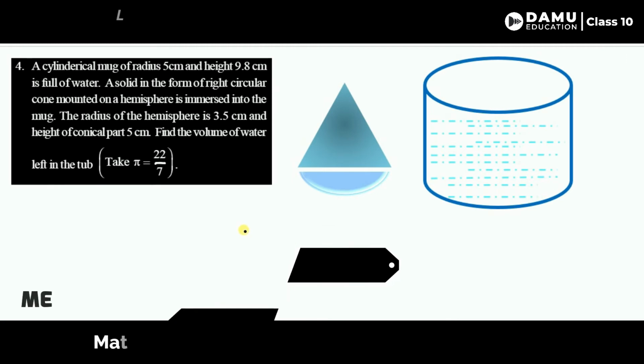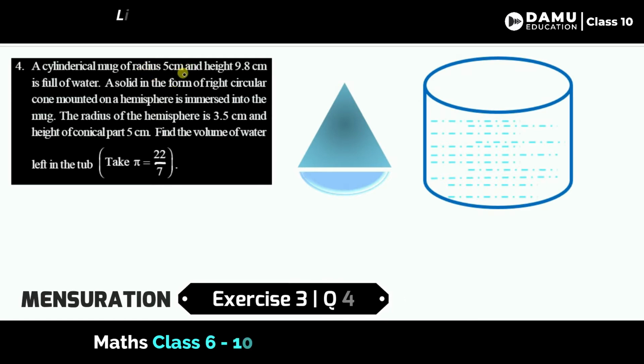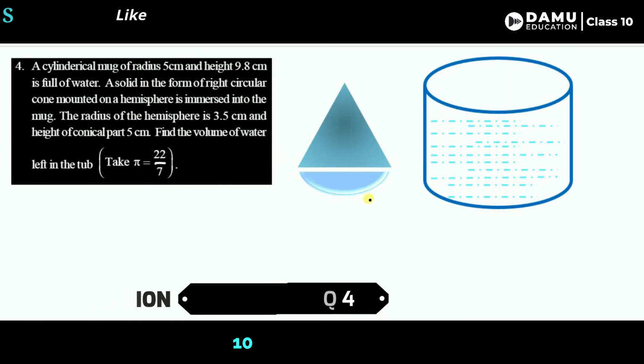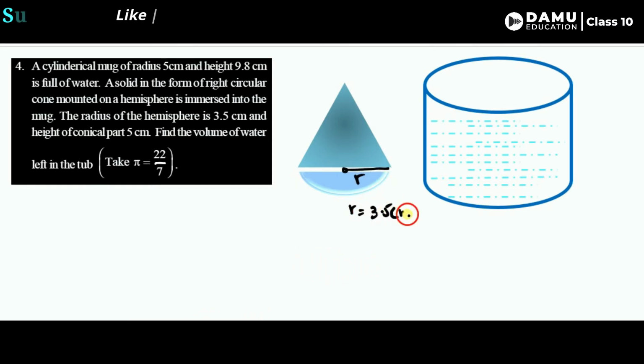So in this session, we are going to discuss our fourth question. A cylindrical mug of radius 5 centimeter and height 9.8 centimeters is full of water. A solid in the form of a right circular cone mounted on a hemisphere is immersed into the mug. This is the hemisphere. The radius of the hemisphere will be equal to 3.5 centimeter. So this is the radius, from this point to this point. That radius R will be equal to 3.5 centimeter.